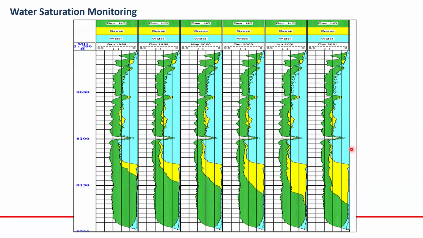Water saturation monitoring. This part is the same. As you see here, sweeping. From the bottom, this one increased as well. The yellow color is the formation water, but the oil water contact starts to be a little bit deeper. As you see, deeper, deeper, and deeper.